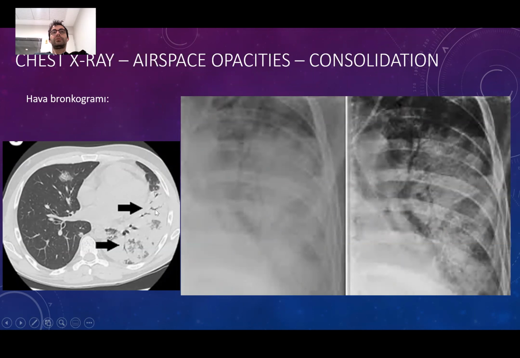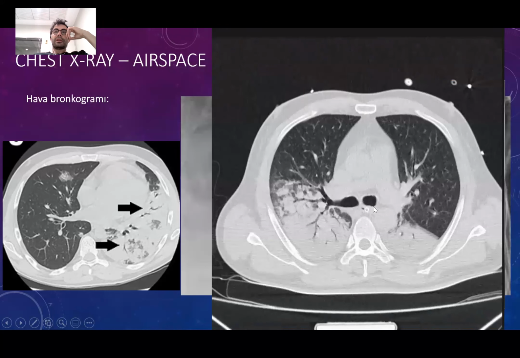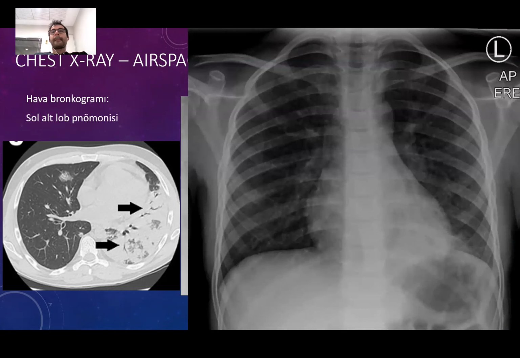On CT, it looks like this. On a chest X-ray, you are actually seeing this appearance. In a very severe case, it looks like this. It doesn't usually look like this, but normally on CT, air bronchograms look like this. On chest X-ray, they look pretty similar too. It can be helpful though. In this case, for example, are you seeing anything?